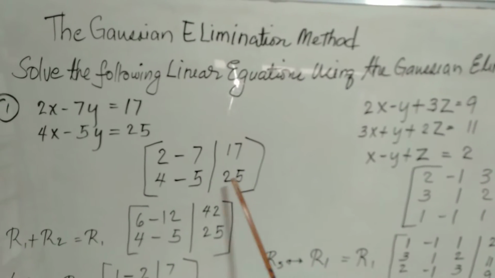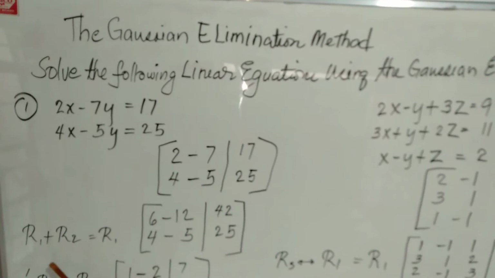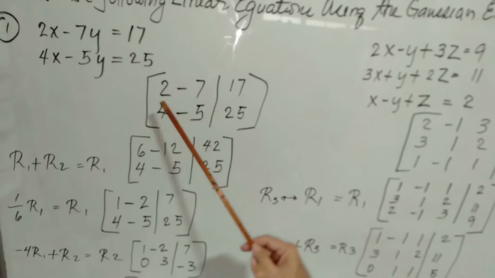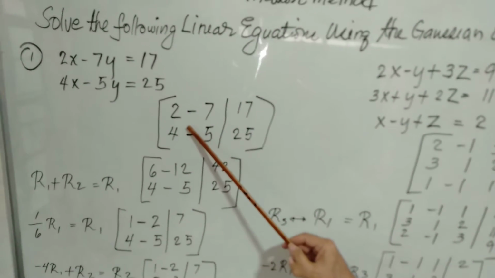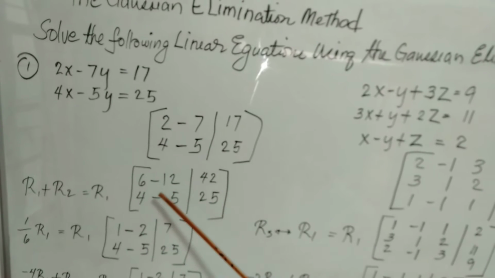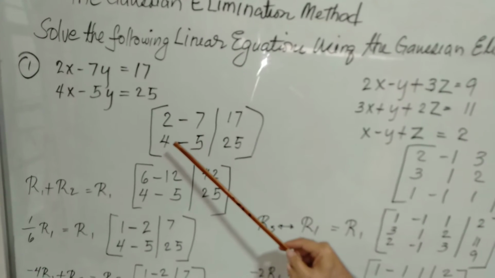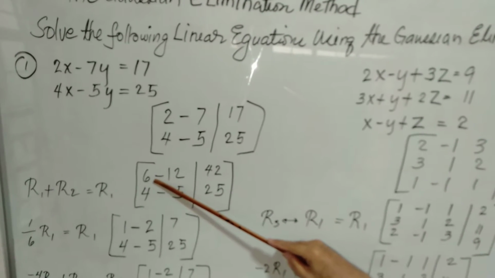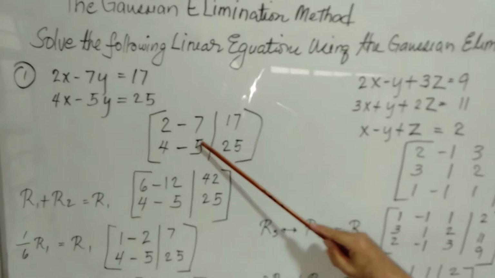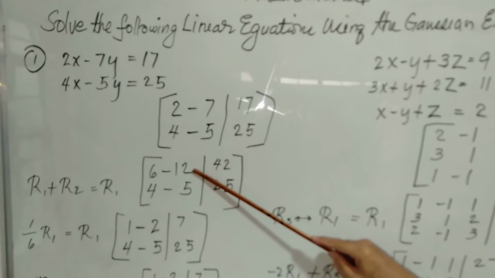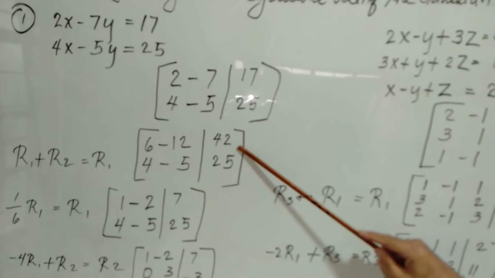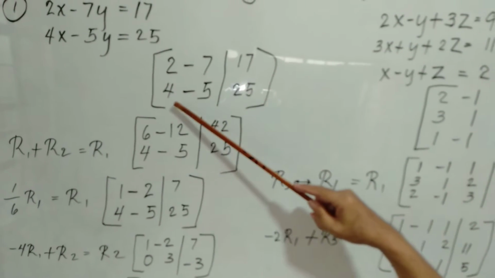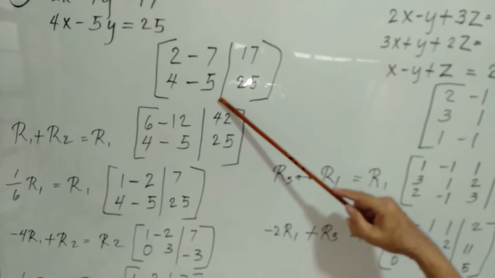So row 1 plus row 2, we add this row here, and put our answer in row 1. So 2 plus 4 is equal to 6. Negative 7 plus negative 5 is negative 12. 17 plus 25 is 42. So we just copy the numerical coefficients of the second equation.